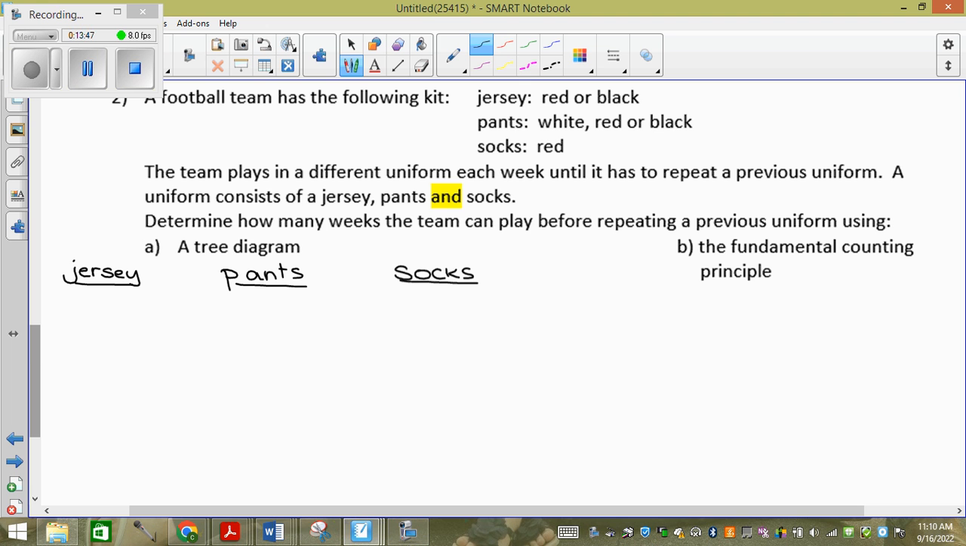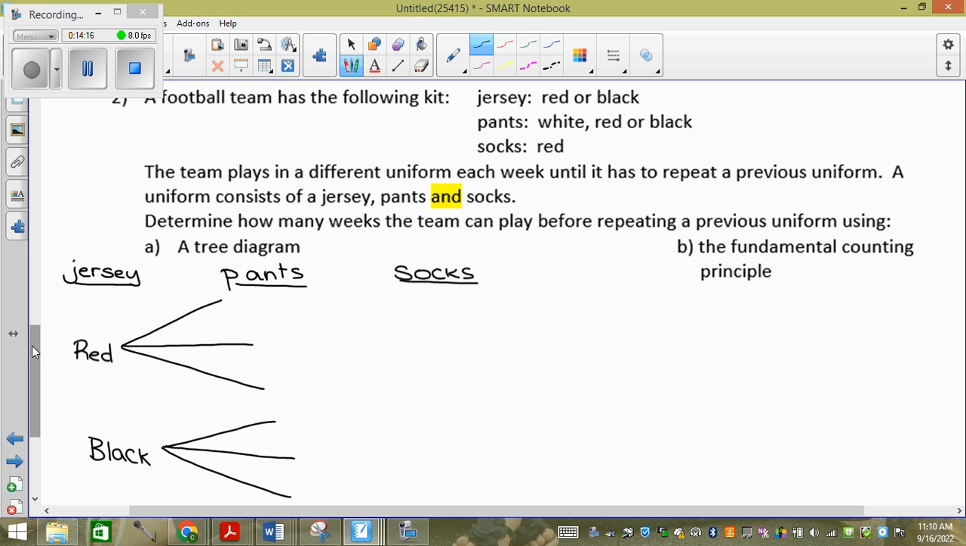Now remember, we have to start with the first ones working down. So we have red with a space, and then we have black. And the reason why we have the space is because off of each of these I'm going to have how many little branches? Next is pants. How many different types of pants are there? 3. So now I'm going to have 3 colors of pants off of each of these. So I'm going to have white, red, black.